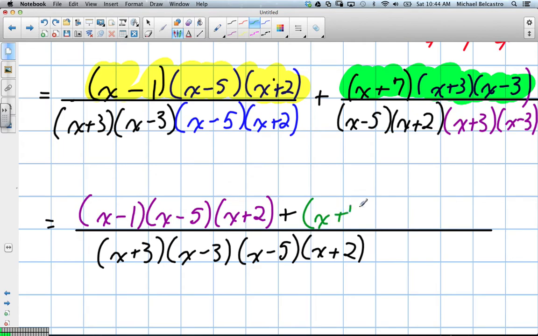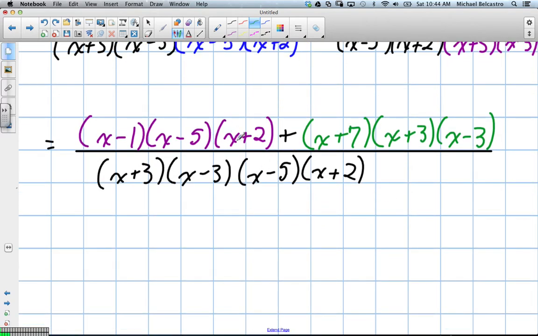x plus 7, x plus 3, and x minus 3. So all of that needs to be added together. There's quite a bit of distributing we're going to have to do here, because right off the bat, I can't see anything that's going to eliminate from both. Is there anything that eliminates from both of them?